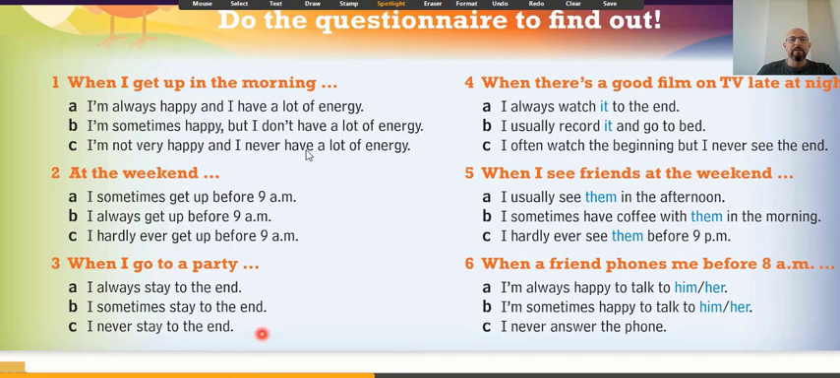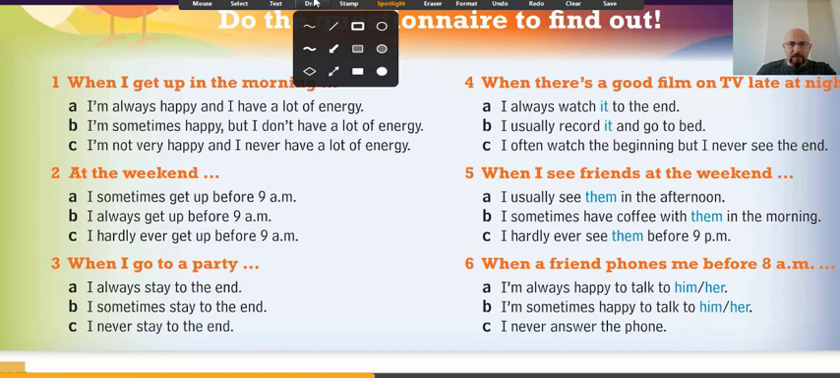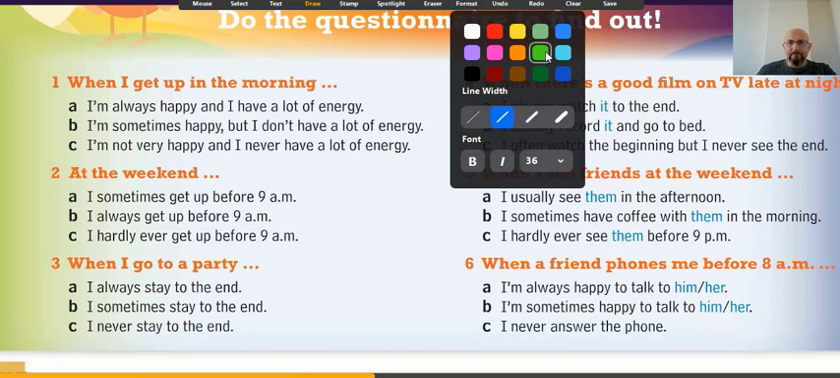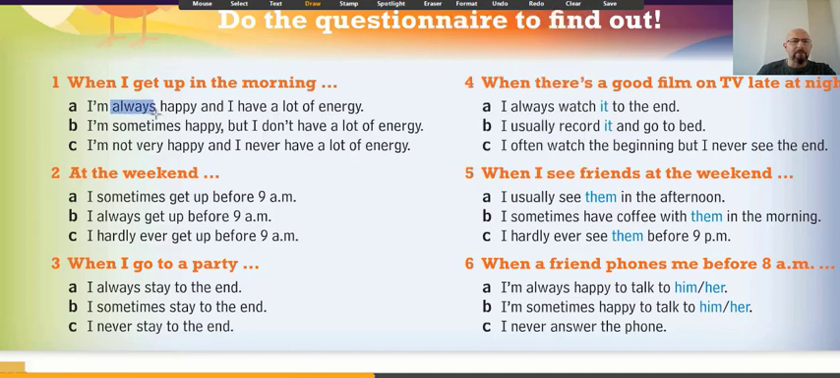So here, if you can see, let's color the frequency adverbs. Here we have, these are frequency adverbs. Never. Here again, sometimes and always, watch, and usually, always. So let's see verb to be.